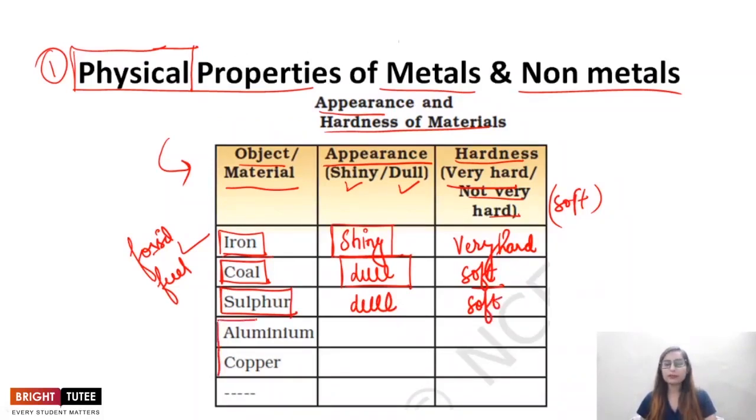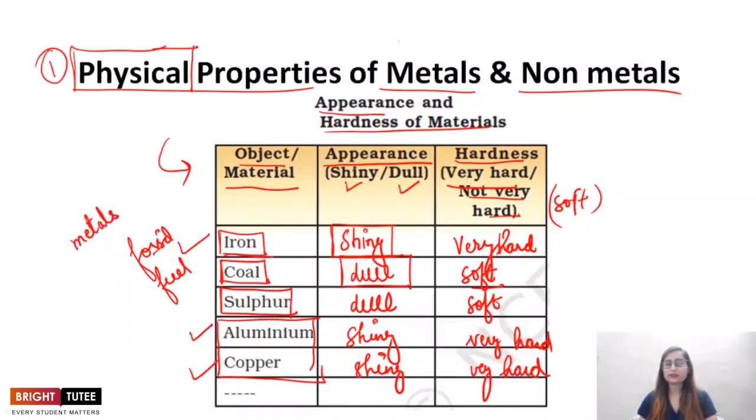Then coming to aluminium and copper. If you notice, both these are shiny, and both of them are very hard. So if you look into this table properly, you will be able to understand that the substances which are shiny and hard, for example iron, aluminium and copper, these three are metals, and the two which are not shiny and hard, both of them are non-metals, which are coal and sulfur.